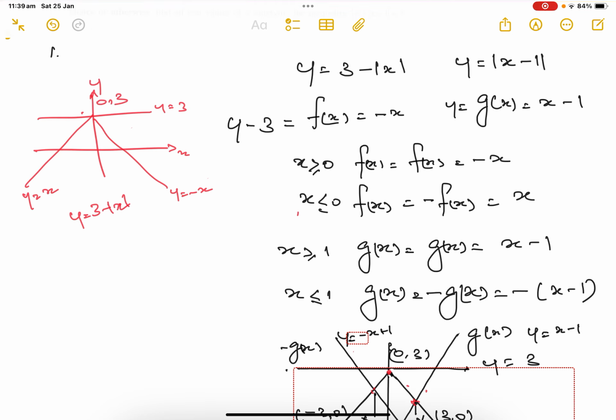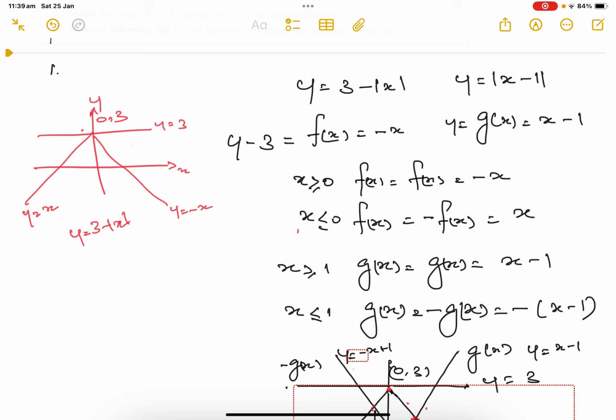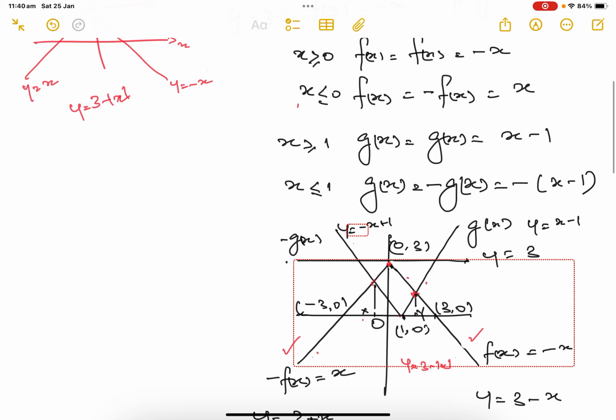As I said, y equal g(x), that is x minus 1. When x greater than 1, what we need is the pivot point, where x minus 1 equals 0. That is x equal 1. That is the pivot point, which we use as a reference. So 1, 0 is the pivot point, and anything greater than 1, the graph is same as x minus 1. So this is the graph, y equal x minus 1, or g(x) equal x minus 1.